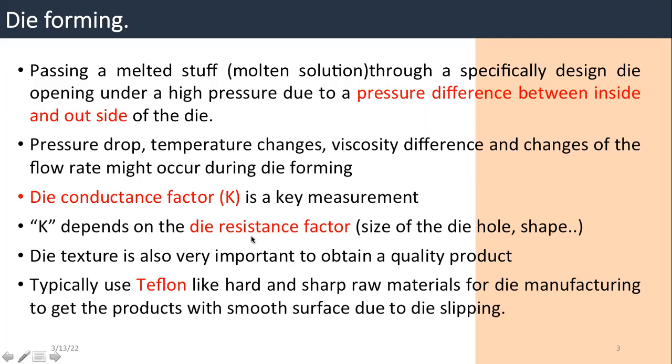Die texture is also very important. Typically we use Teflon-like hard materials in developing dies. We use very hard materials to make the die, because the pressure is very high. So we have to use hard material. Normally we use something like Teflon, right?